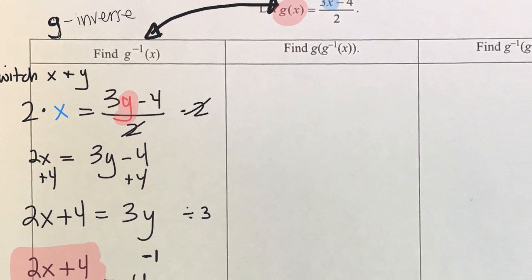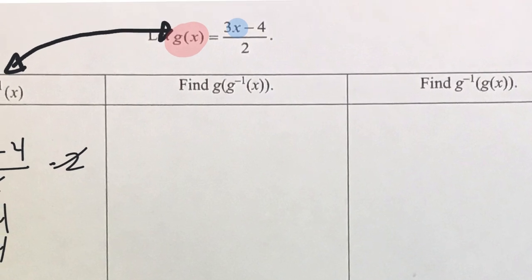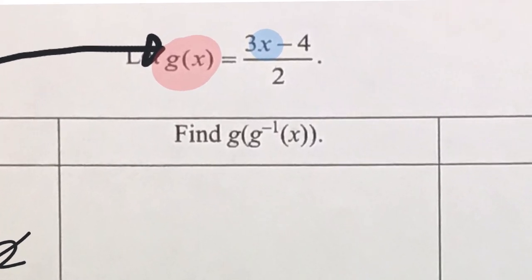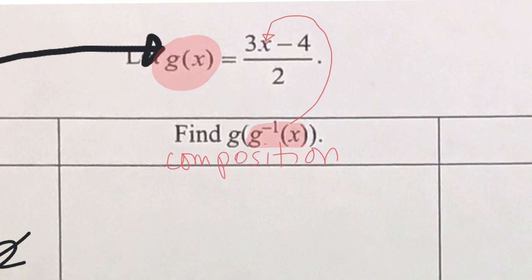So now let's look at the pre-calculus going on here. It says find g of g inverse, and find g inverse of g. That means we're going to take the g inverse equation that we just created, and we're going to put that equation into your x value in g. Remember, this is called a composition. We are composing two functions. We are replacing x with an equation.